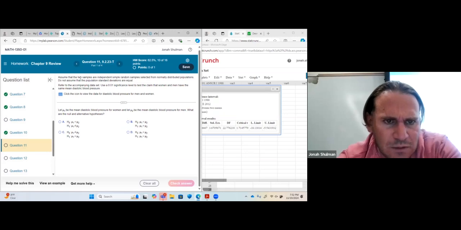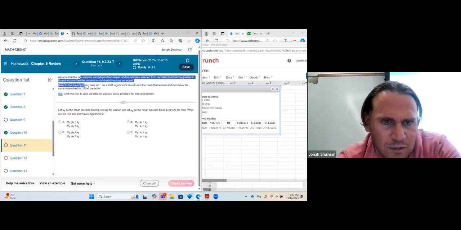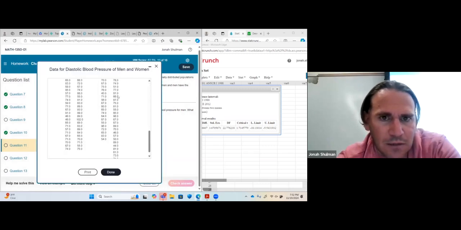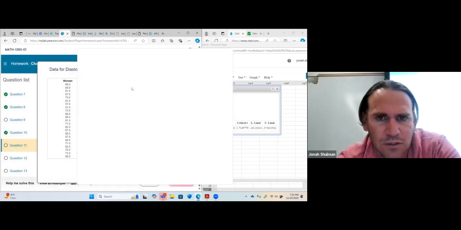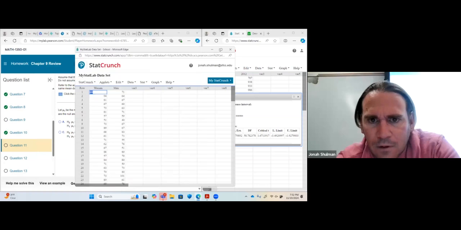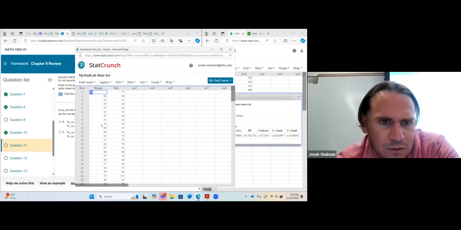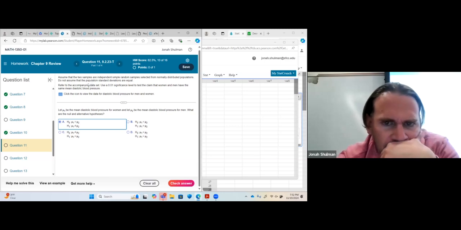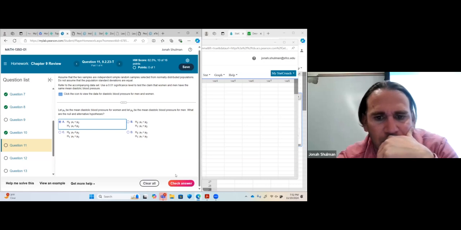All right, so assume that two samples are independent simple random samples from normally distributed populations for the data set. Okay, so here we go. That's why it's such a big set. All right, so I'm just going to open this in StatCrunch. Big set of data. Cool. We got women, we got men, they're huge. What are the null and alternative? Do not assume that the population variances are equal. The claim that women and men have the same. Okay, so it's just equal and not equal. So this one should be A.